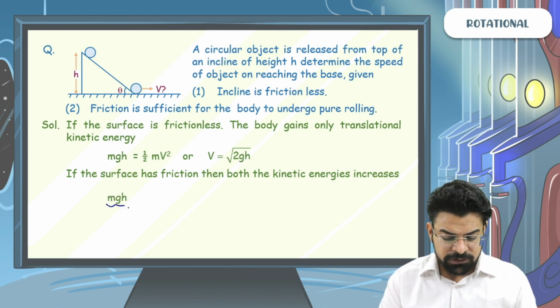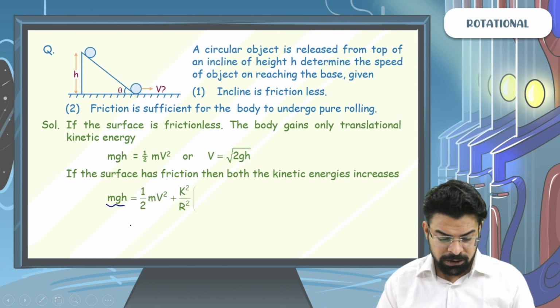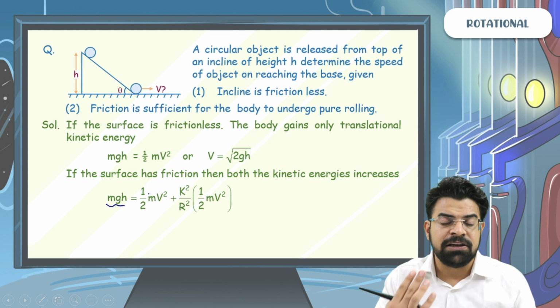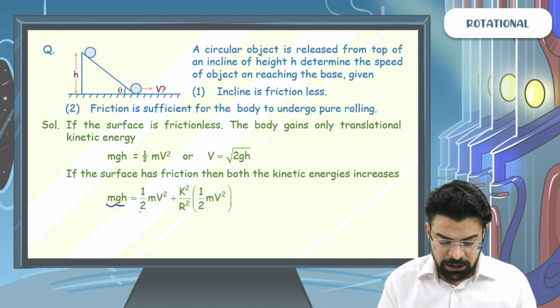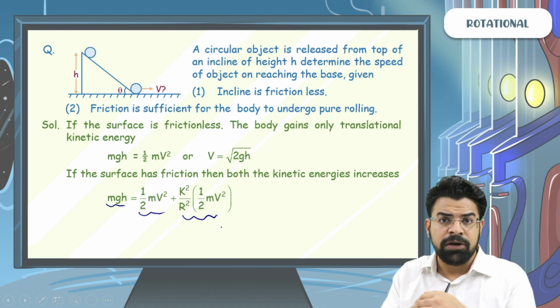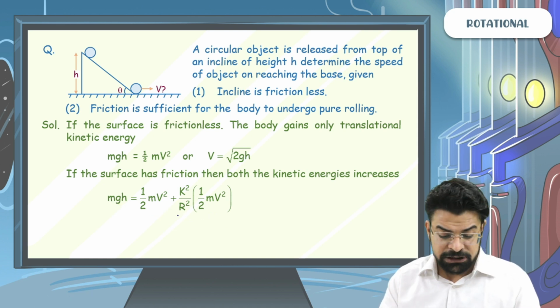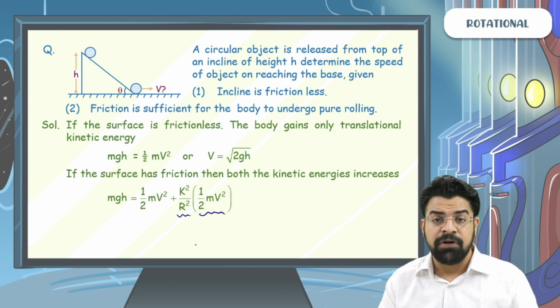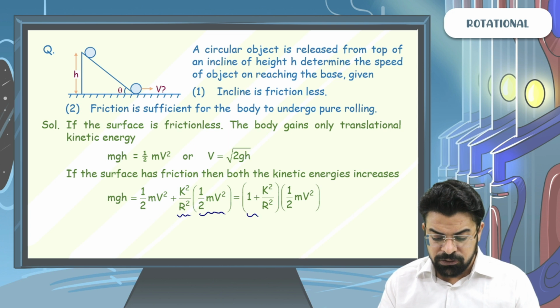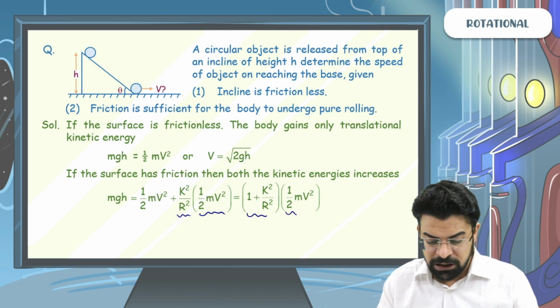So mgh, work done by gravity, plus work done by normal, which is 0, plus work done by friction, which is 0, equals change in kinetic energy. Which kinetic energy? Both. Translational plus rotational. Translational kinetic energy is half mv square. Rotational kinetic energy is k square by r square times half mv square. So you can take half mv square common. So you get mgh equals 1 plus k square by r square times half mv square.